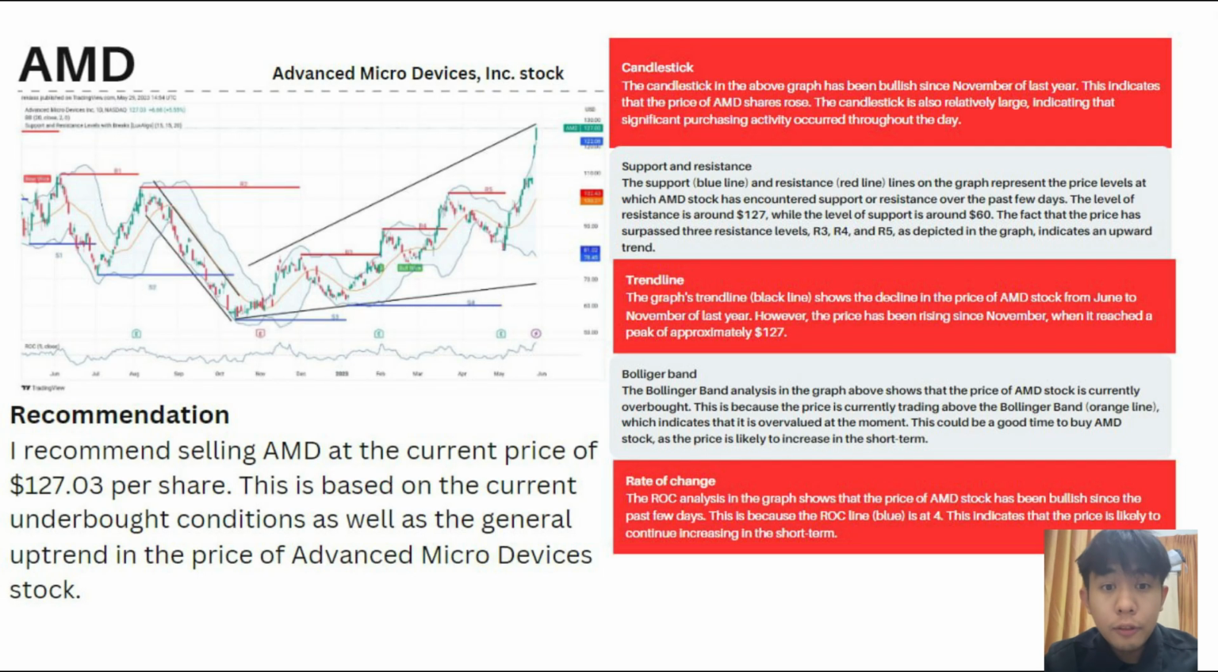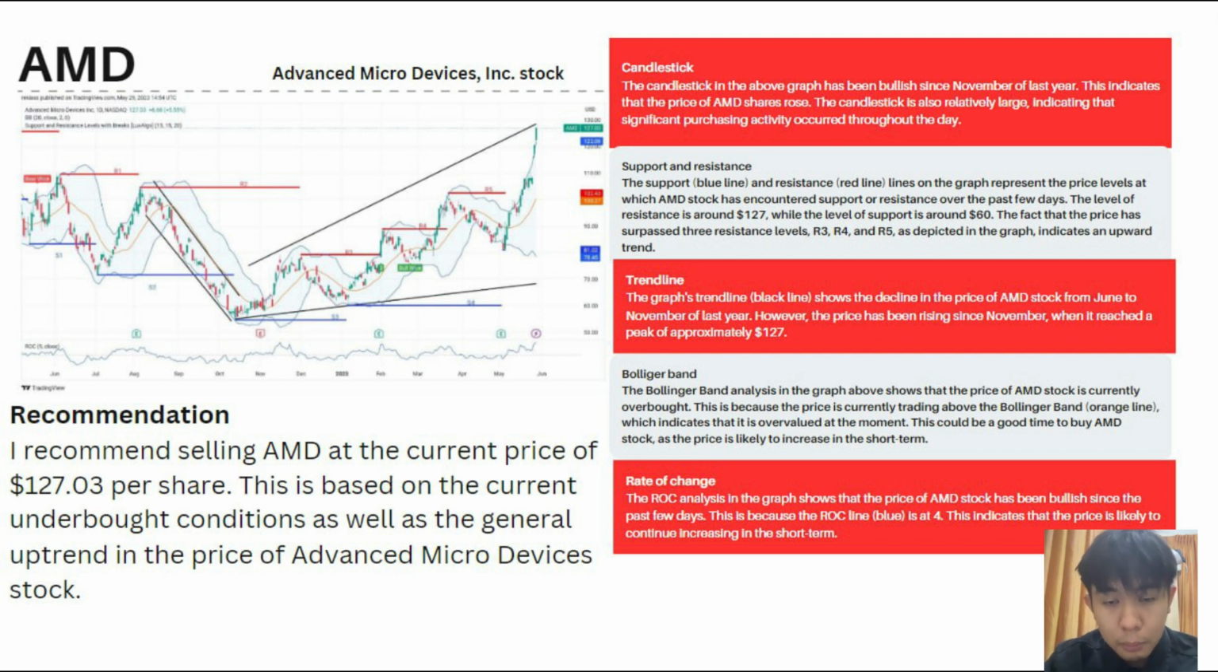The fourth graph will be regarding Advanced Micro Devices Incorporation stock. The candlestick in the following graph has been bullish since November of last year, as shown in this image. This means that the value of AMD stock increased. The candlestick is also quite large, indicating there was a lot of buying going on throughout the day.